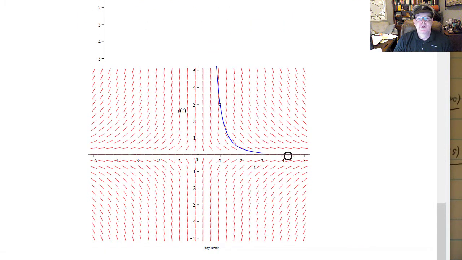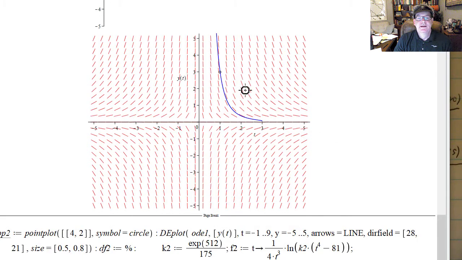So again, there's the graph. And it's kind of hard to see why it stops looking at this direction field. I mean, the direction field looks pretty nice. Doesn't seem any reason for it to stop as far as I can see looking at this.